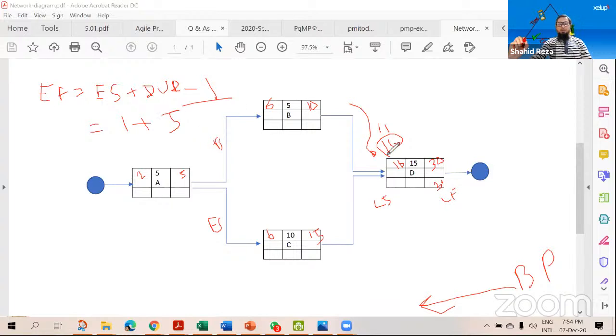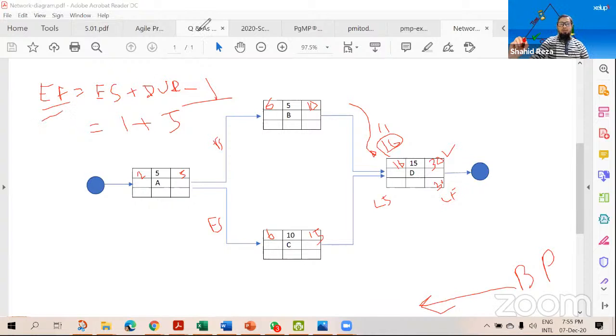Because from the forward pass we have got that the last task finish date is 30. So the last node or last task's late finish will also be 30. All right. So we cannot make a delay, because we have already got from the forward pass that this task we can finish earliest on 30. So latest also we have to finish by 30.